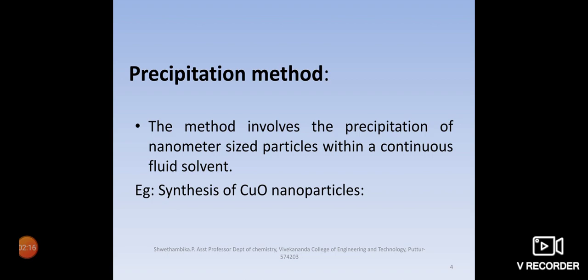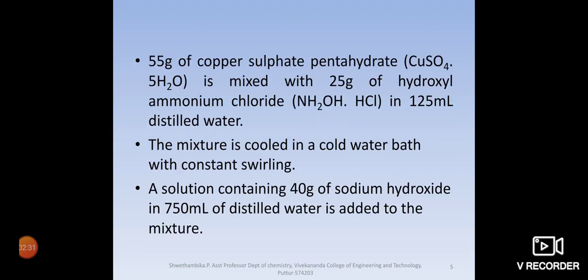For better understanding, usually we explain our syllabus by taking the example of one particular case study, that is synthesis of copper oxide nanoparticles. So here I have explained the precipitation method by taking the synthesis of CuO. Let us see the precipitation method. It is nothing but the procedure involved in the synthesis.